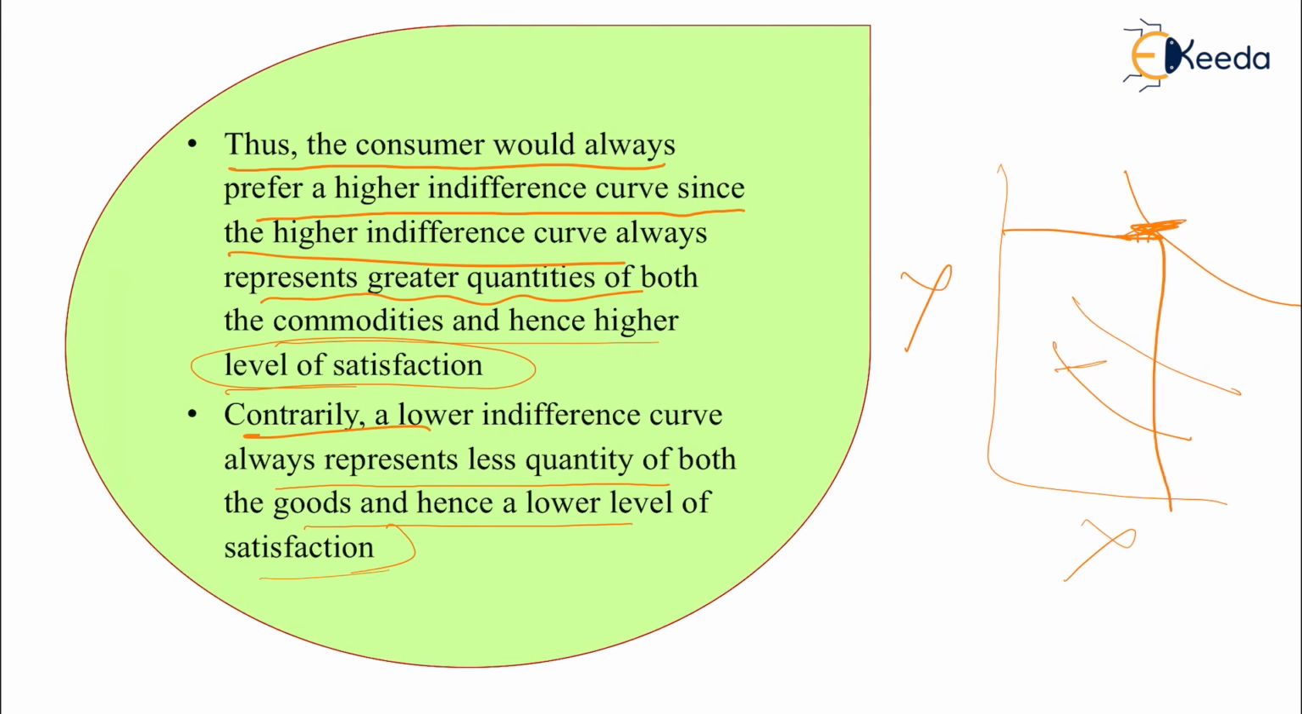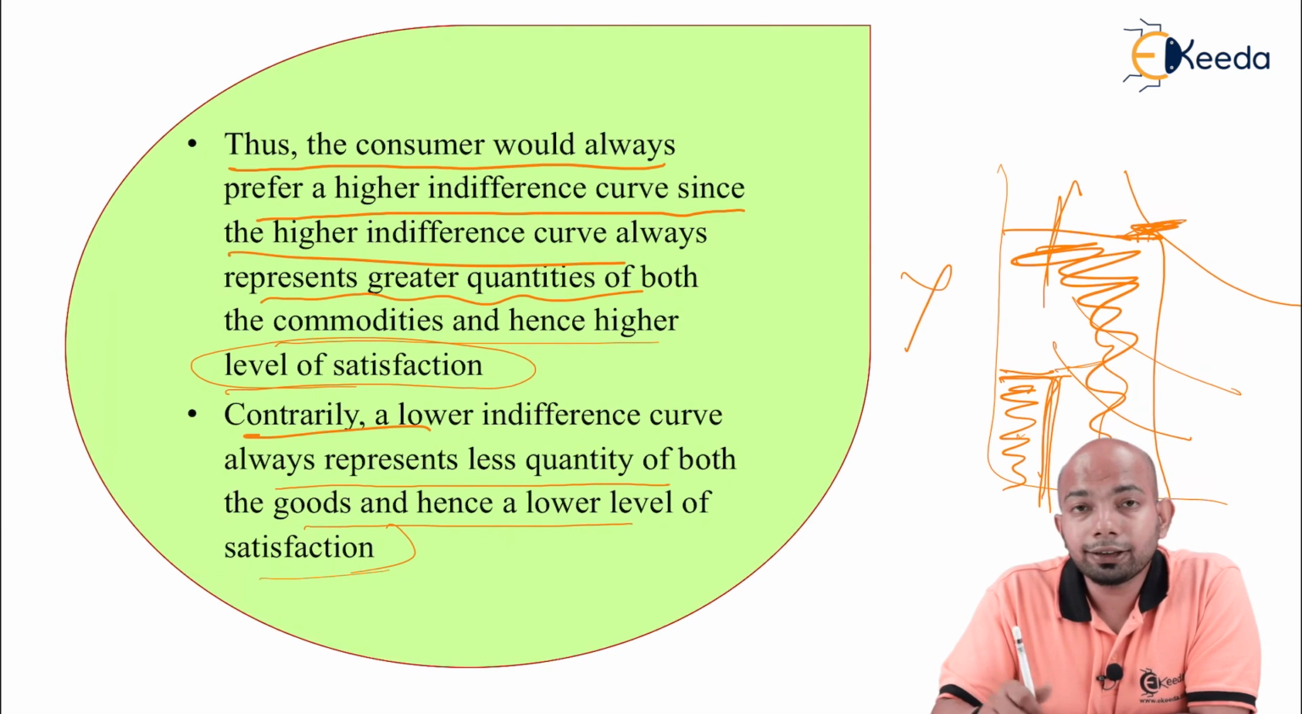Either Y, you're getting more of it, and X, you're getting more of it, as compared to Y and X here. Look at this difference. Look at this quantity and look at this quantity. Can you figure out the difference here? If you're getting higher satisfaction with higher quantities, will you still opt for this or will you go for this? Absolutely, you'll go for the higher indifference curve here.